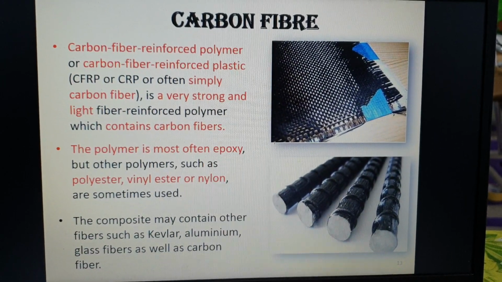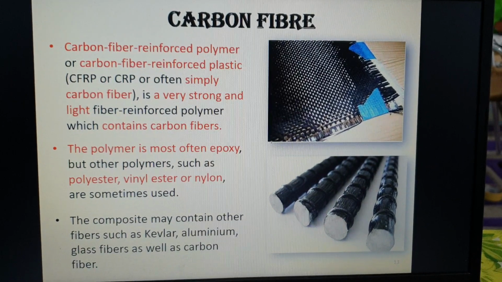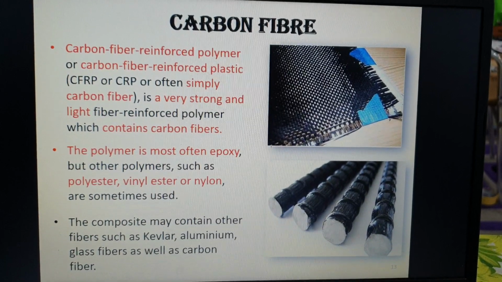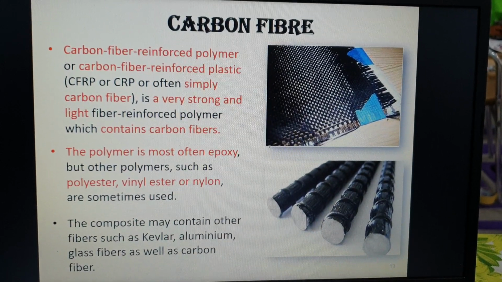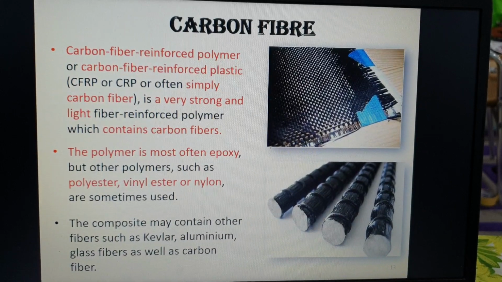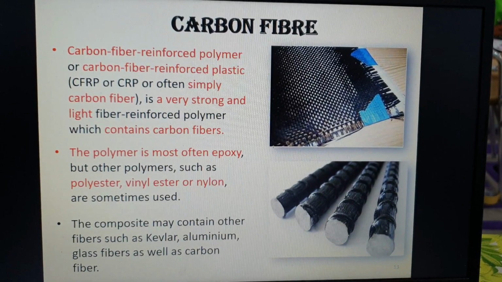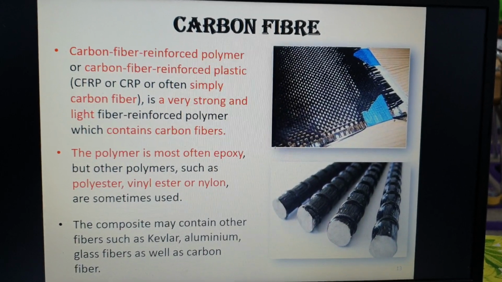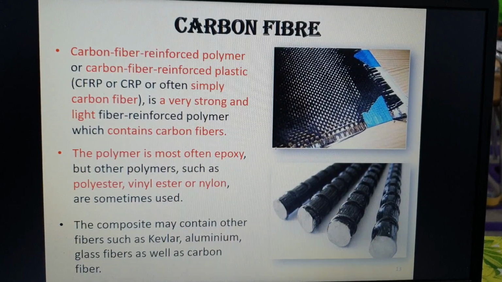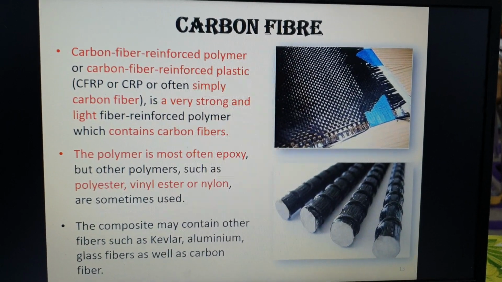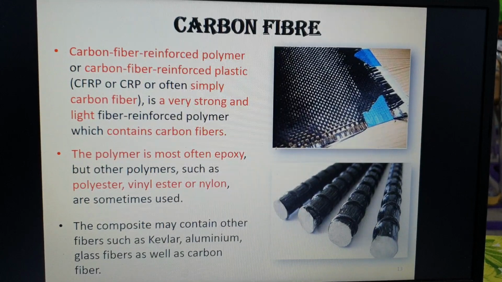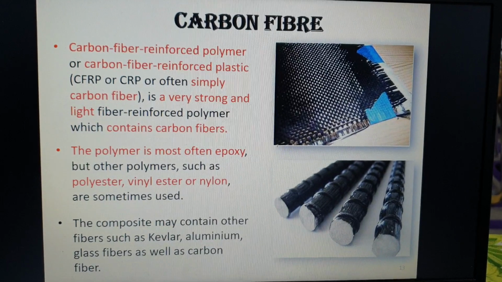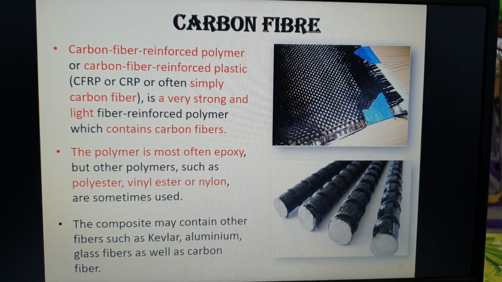For carbon fiber, look at the picture. This is the look of carbon fiber. Carbon fiber reinforced polymer or carbon fiber reinforced plastic, CFRP or CRP, is often simply called carbon fiber. It is a very strong and light fiber reinforced polymer which contains carbon fibers. The polymer is most often epoxy, but other polymers such as polyester, vinyl ester or nylon are sometimes used. The composite may contain other fibers such as Kevlar, aluminium, or glass fiber as well as carbon fiber.